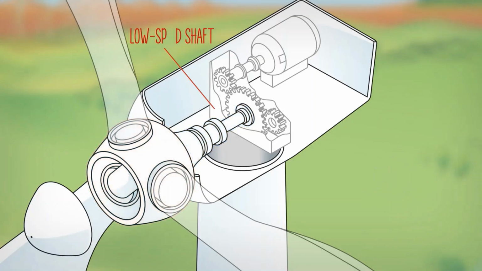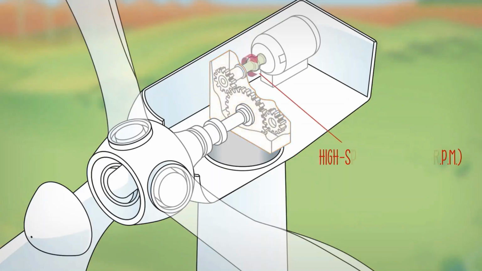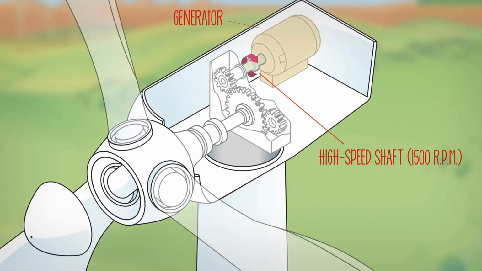That is the mission of the gearbox, which raises the speed over 100 times and transfers it to the high speed shaft. The high speed shaft, which rotates up to 1500 revolutions per minute, is connected to a generator. The generator converts the kinetic energy into electricity, a source of energy that is easier to transport and use.